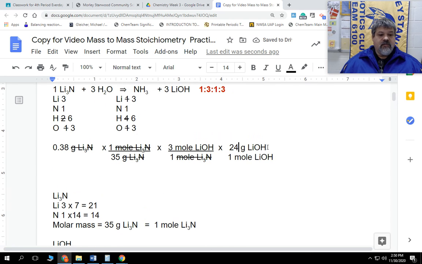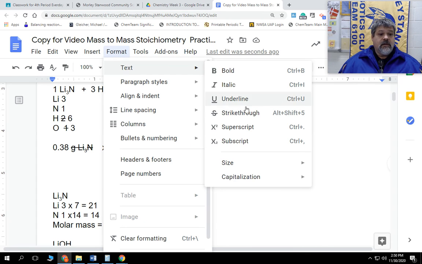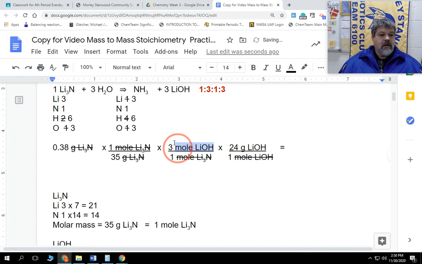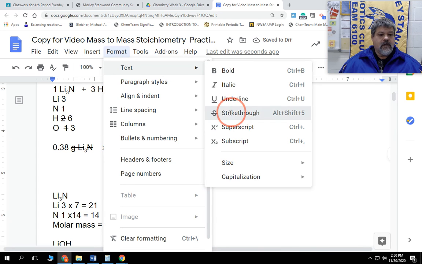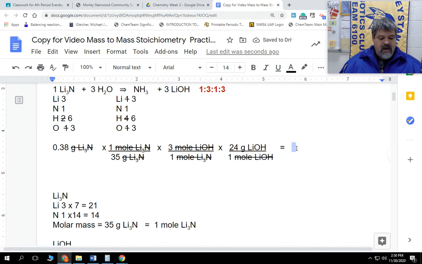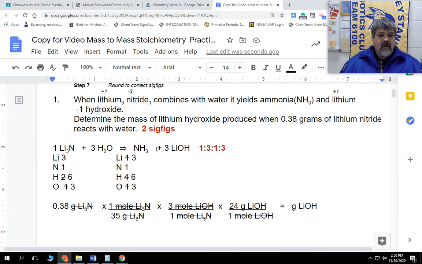And now we can go ahead and underline this. And before we do anything else, we got to get rid of something. We got to get rid of this moles of lithium. I have it on top and bottom, so we'll get rid of it there, and we're going to get rid of it here. And now I'm left with grams of lithium hydroxide. And go back to the question, is that what it's asking for? So we go back up here, and it's asking to determine the mass of lithium hydroxide. So that is what it's asking for.